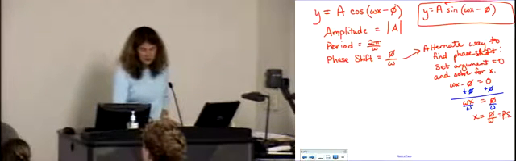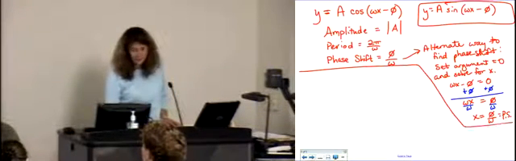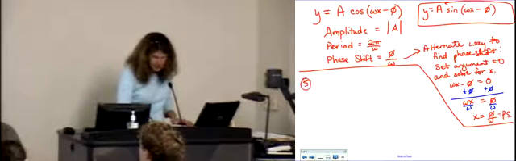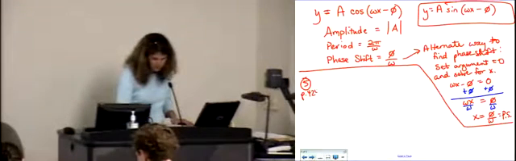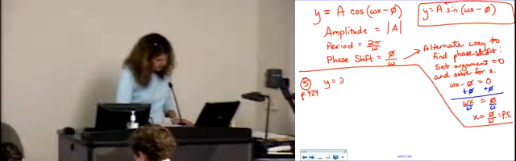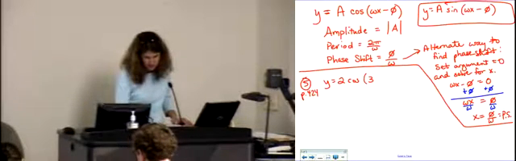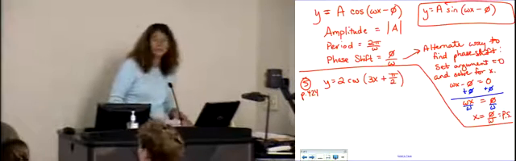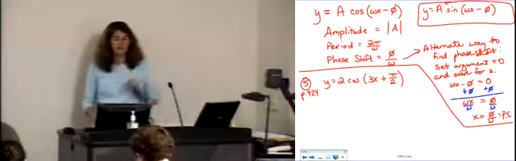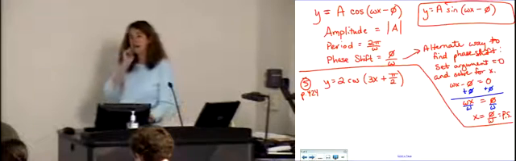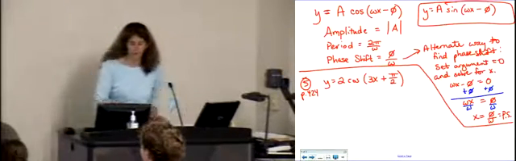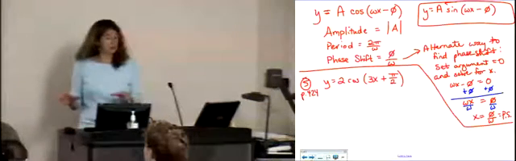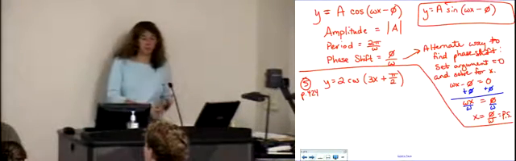All right, let me put one up here, and let's see if we can find these things. This is number 5 off of page 424, and it's y equals 2 cosine of 3x plus pi halves. We want to know the amplitude, the period, and the phase shift, and we're going to put those in the space here.